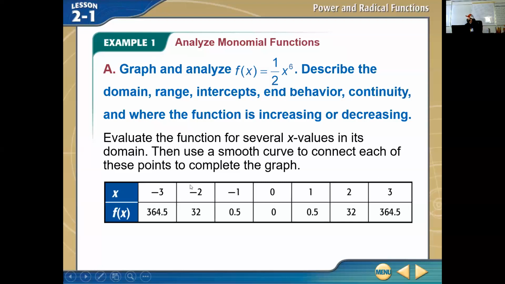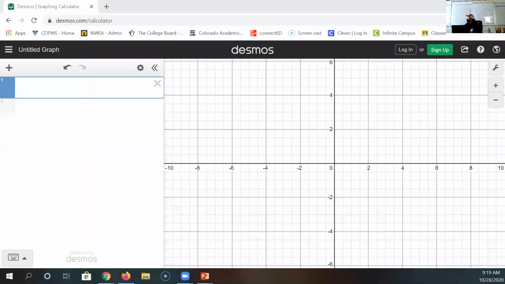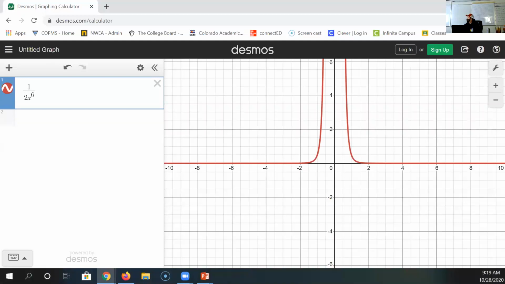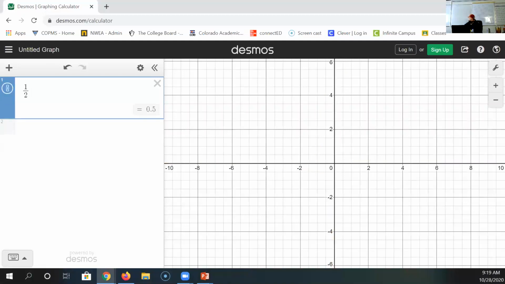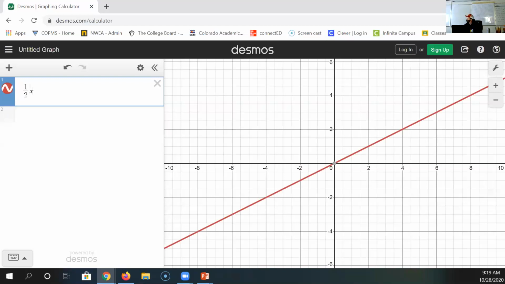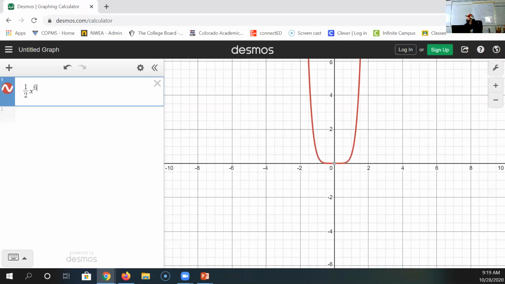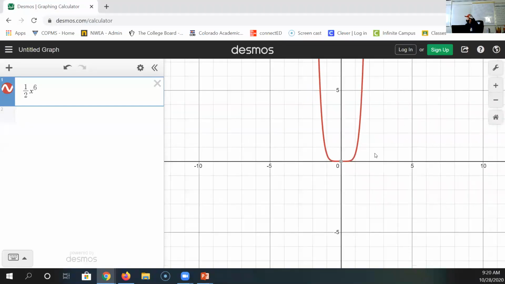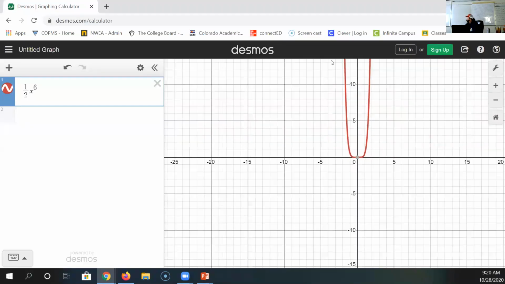Okay, they plug it in and they graph it. We could graph it if we wanted to. So if I were to plug it into Desmos, it's 1/2 x to the 6th. That's what it looks like when we graph it. And we can answer all these questions off of the graph, right?